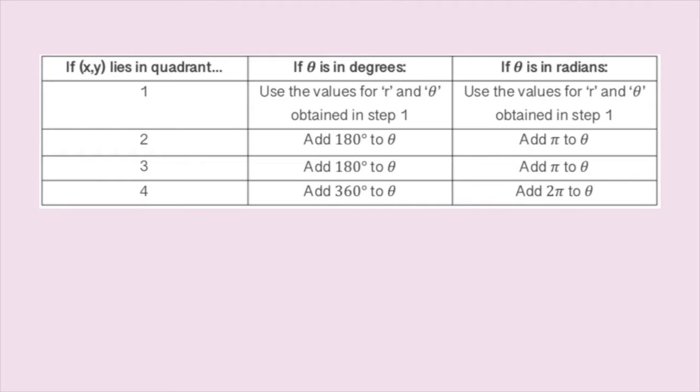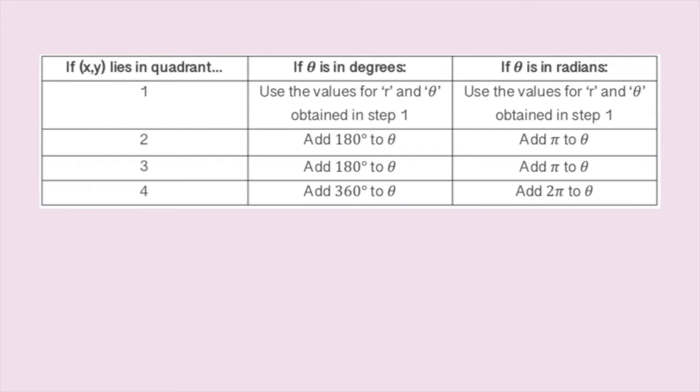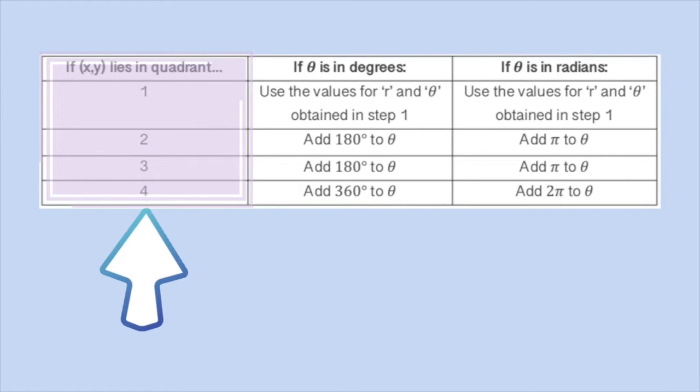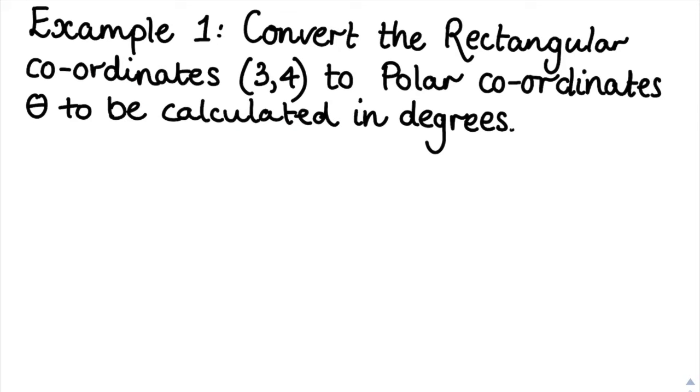This table is also going to play an integral role in converting from rectangular to polar. Depending on the quadrant our xy pair lies in, we may need to make adjustments to theta after we've calculated theta using this formula. On to example 1.